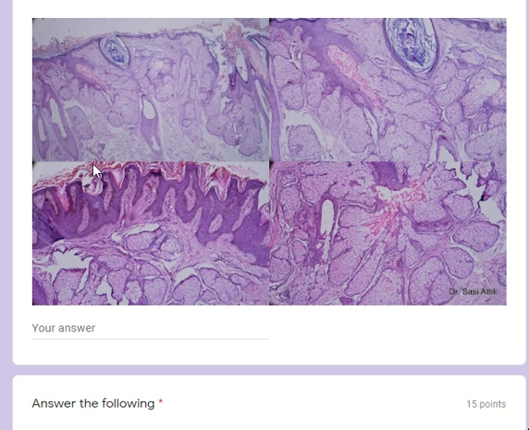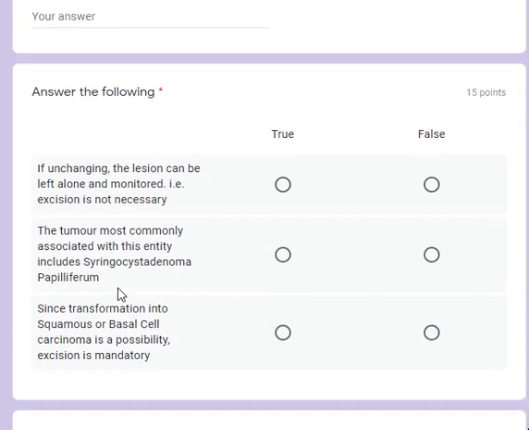So, coming to the next question, and this leads me on to the next question. The first statement I put in is, if unchanging, the lesion can be left alone and monitored, i.e. excision is not necessary. Absolutely. So for most sebaceous nevi and epidermal nevi, malignancy is extremely rare, and monitoring is a very reasonable option. In most cases, they can be left alone unless for cosmetic reasons you want to excise them. So the answer is true here.